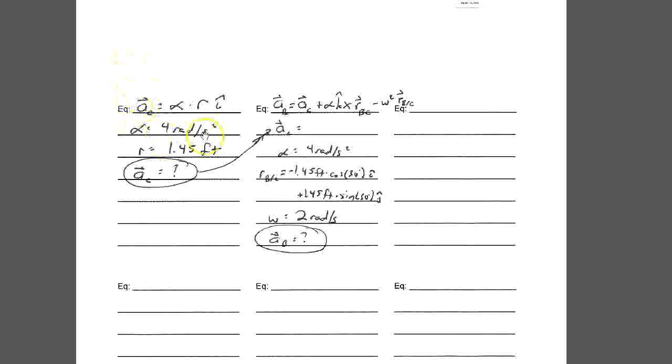But again, you see this is the equation written out here. A is equal to alpha times r, and then with the vectors and unit vectors here. And alpha was given in the problem, so you just write that down. R was also given in the problem, so you just write that down.